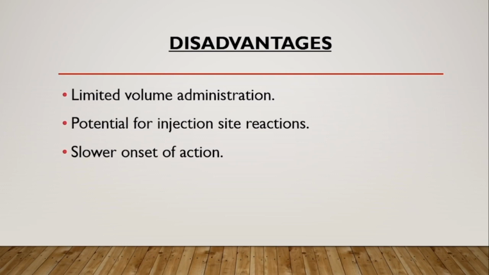Then there are disadvantages of this route, that subcutaneous route is restricted to small volumes, as a large amount can cause discomfort, pain and swelling at the site of injection. So we can only administer small doses of the drug through subcutaneous route. Localized reactions such as pain, redness, tenderness or itching may occur through the subcutaneous route, and there is slower absorption of the drug through this subcutaneous route in comparison to the intravenous or intramuscular route.